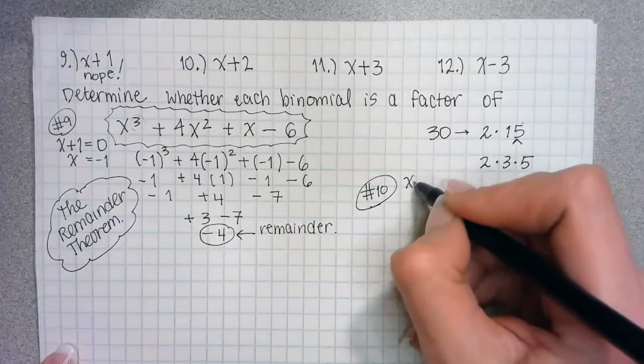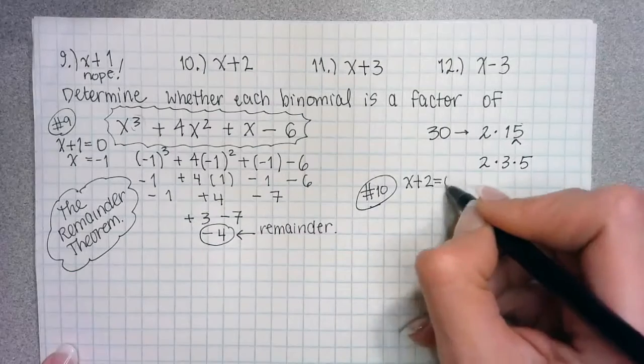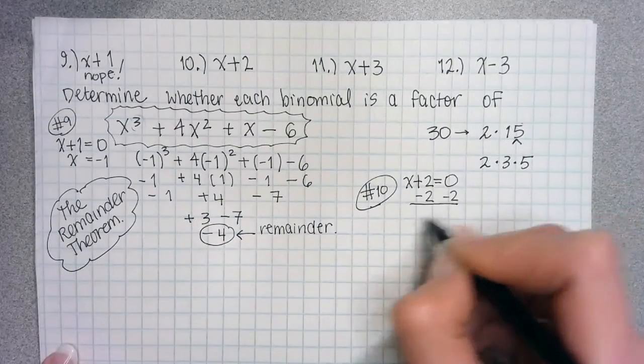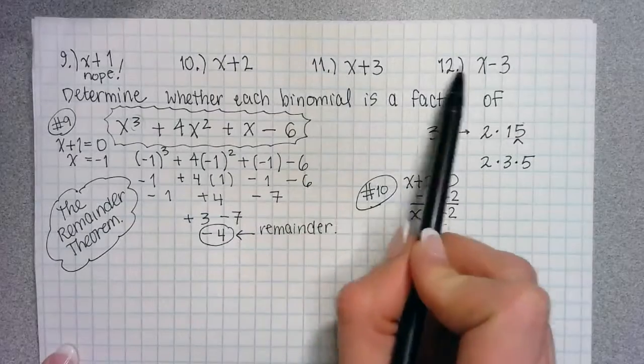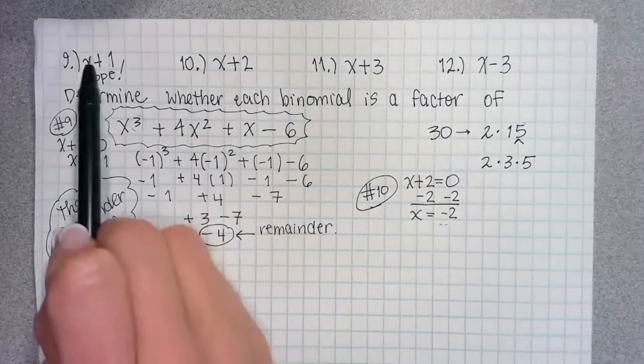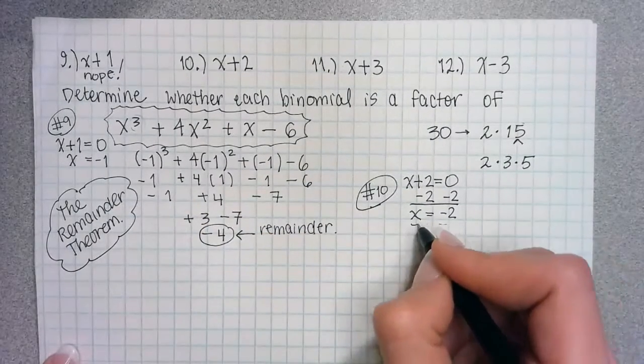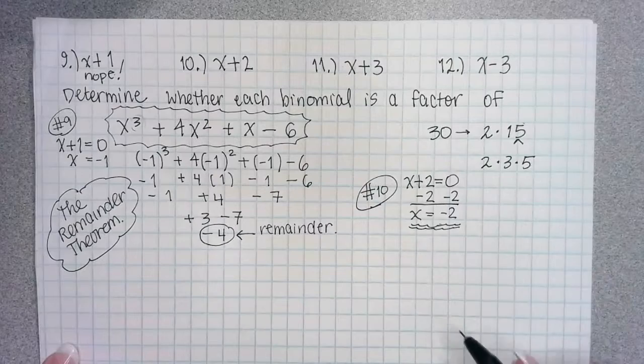I take my binomial that I'm going to try to divide by, set it equal to 0, solve for x, the number I get, and again, this only works when it's a 1x to the first power, okay? So don't try to use it all the time. This is what I'm going to be using to fill in.